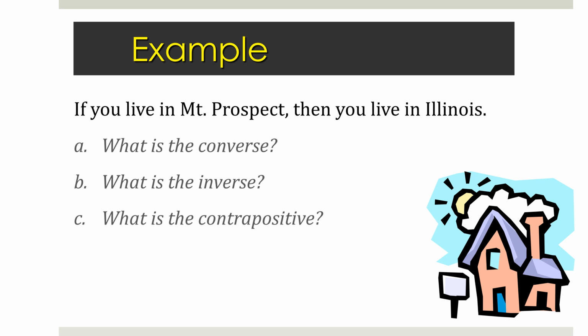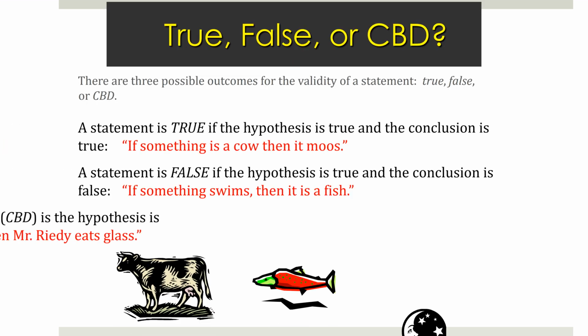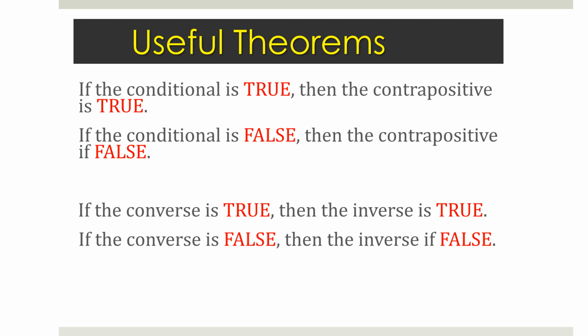What's the inverse? If you do not live in Mount Prospect, then you do not live in Illinois. True or false? False, because the converse is false. I don't care about the nots and all that other gunk. Contrapositive: if you don't live in Illinois, then you don't live in Mount Prospect. That would be true or false? True, because the original statement is true. Okay, good. I think we're good.